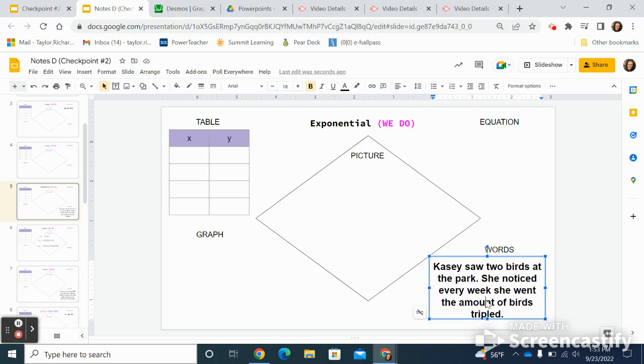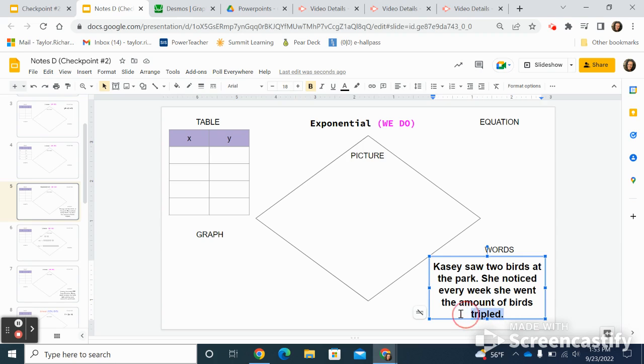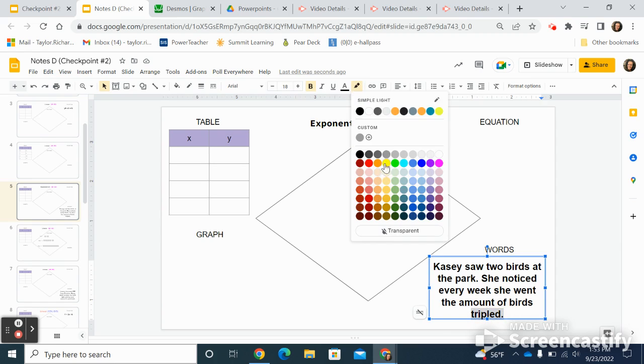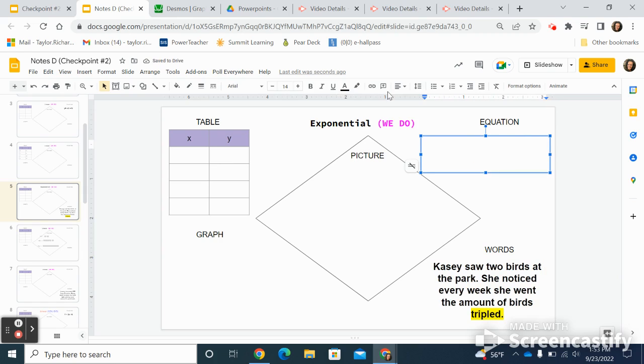Okay, so word problem here. Casey saw 2 birds at the park. She noticed every week she went, the amount of birds tripled. So the reason this is exponential is because there's one of our keywords, tripled. Okay, so we know this has to be exponential. Let's start with our equation.